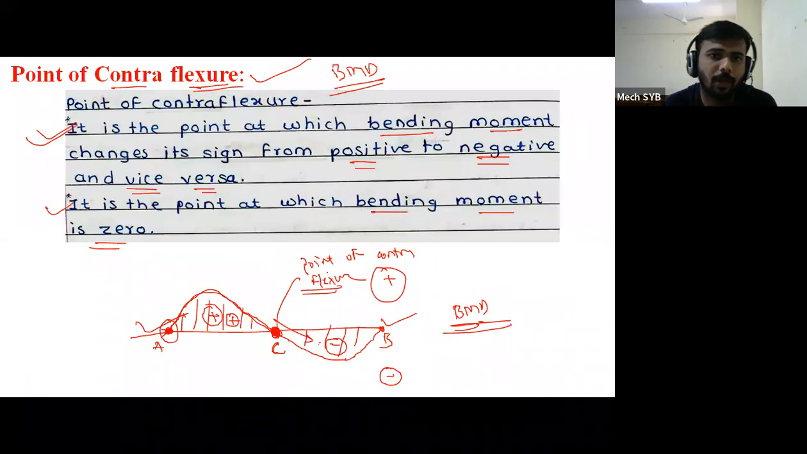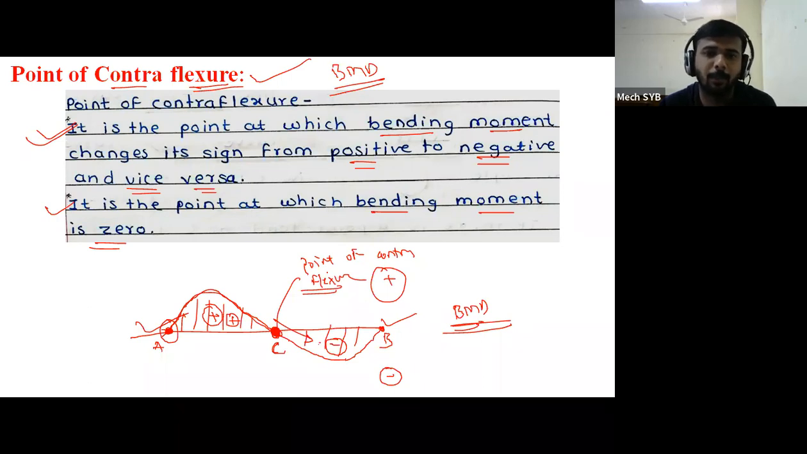Okay. Then point of contraflexure. It is a point at which bending moment changes its sign from positive to negative and vice versa. पहिल्या ह्याच्यामध्ये फक्त shear force changes its sign. Here bending moment changes its sign from positive to negative and vice versa. And next definition, it is the point at which bending moment is 0.